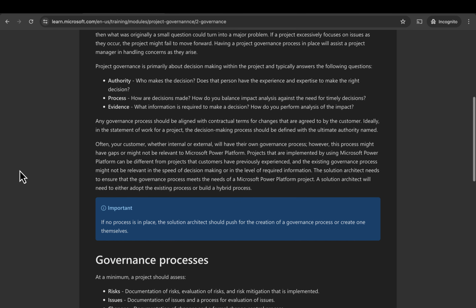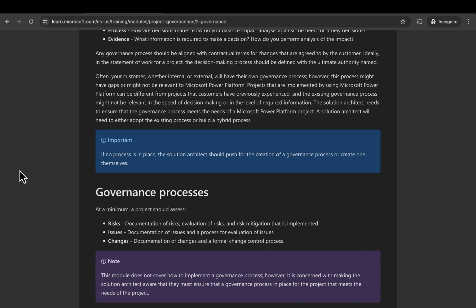Project governance is primarily about decision making within the project and typically answers the following questions. Authority. Who makes the decision? Does that person have the experience and expertise to make the right decision? Process. How are decisions made? How do you balance impact analysis against the need for timely decisions? Evidence. What information is required to make a decision? How do you perform analysis of the impact?